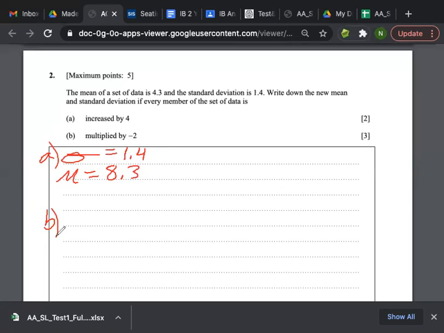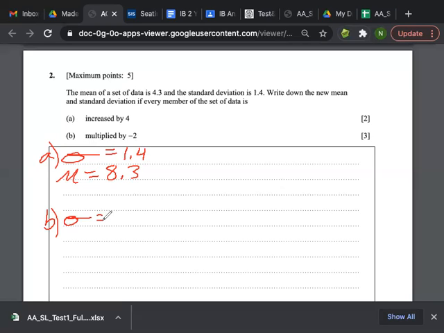Our second one is when it's multiplied by -2. Now, Mikkel, you were telling me that it changes. How does it change? Because the spread is now different, because we're multiplying every number by -2, right? So every number has been multiplied by -2.